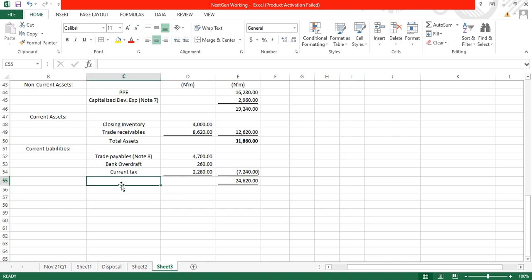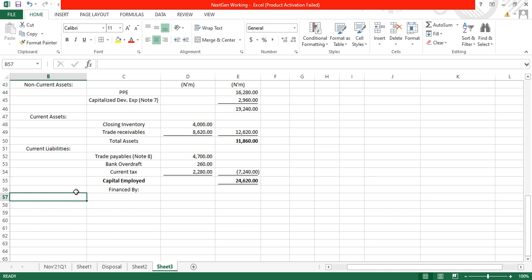Now, this will give you your capital employed. Total asset minus current liability will give you capital employed. Total asset minus current liability is capital employed. Now, this capital employed is financed by what? What will finance our capital employed? Number one, our share equity, capital.